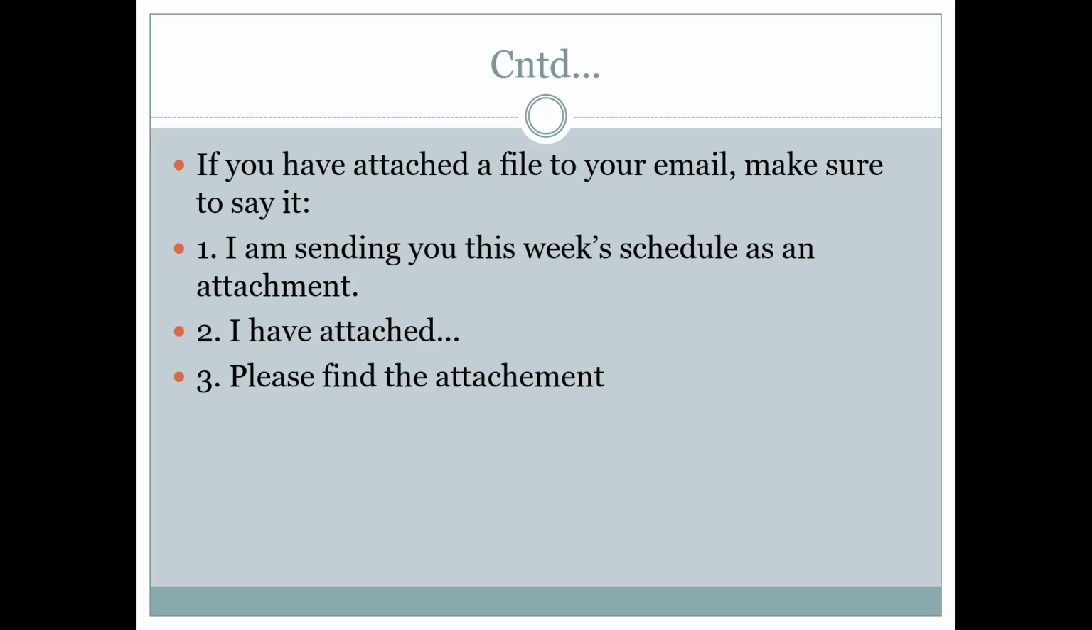So these are some of the statements that you can make in your email. And I request you all to write these statements down in your notebook so that you can use them in your letter.